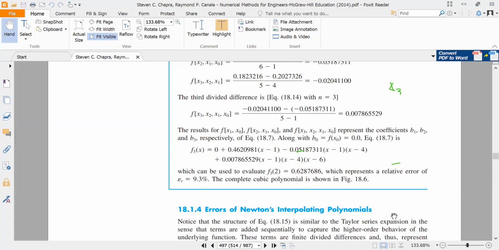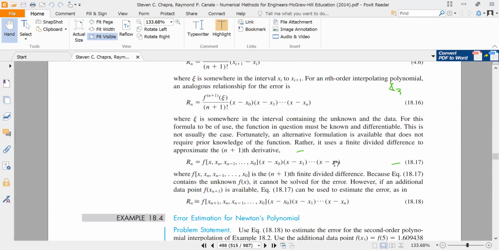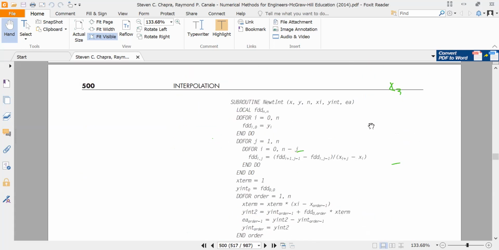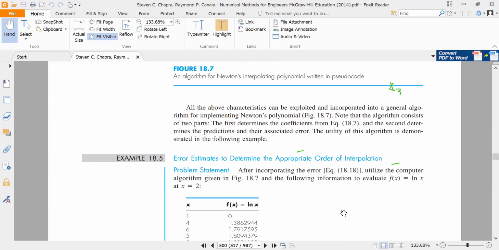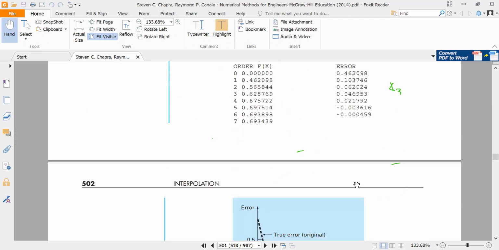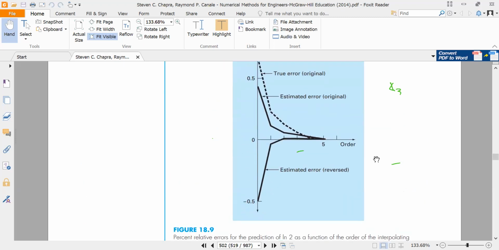In this way, you have our interpolating polynomial error calculations. It is based on a similar technique to the Taylor series. Write a simple program, and this curve actually shows how the errors are decreasing. And your dotted curve is the true error.